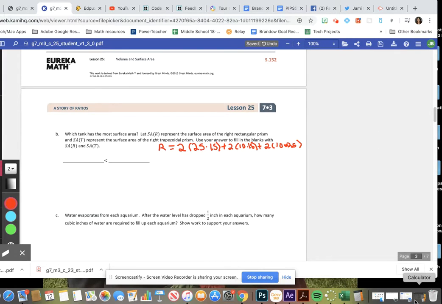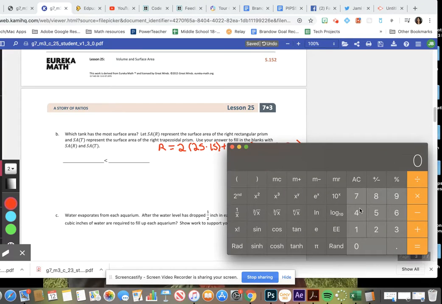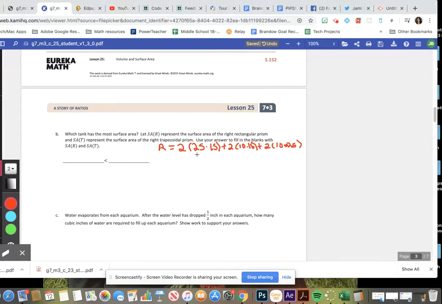Let's do 2 times that, 15 times 25. 25 times 15 times 2 equals 750. So this together is 750. Okay, 10 times 15 is 150 times 2, which is 300. And this would be 10 times 25 is 250 times 2, 250 plus 250 is 500.